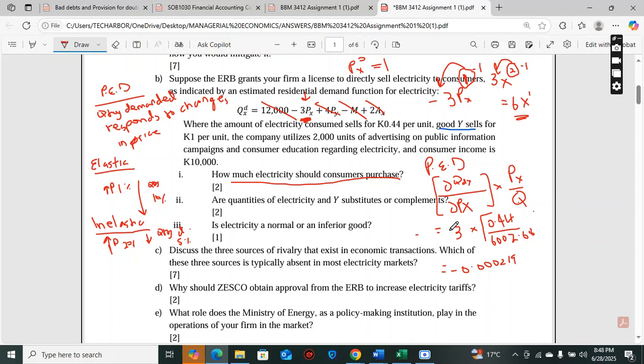Once you get that answer, multiply it directly by 3. No need to divide by 1,000 or anything. Just once you've done the division, multiply by 3 and you get your answer.